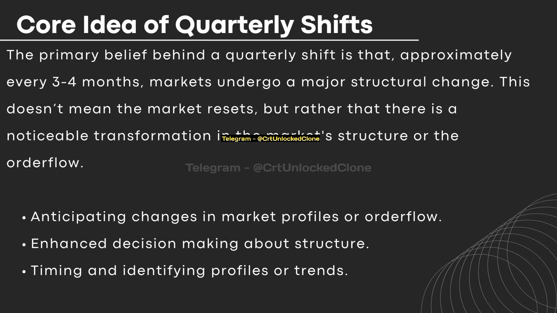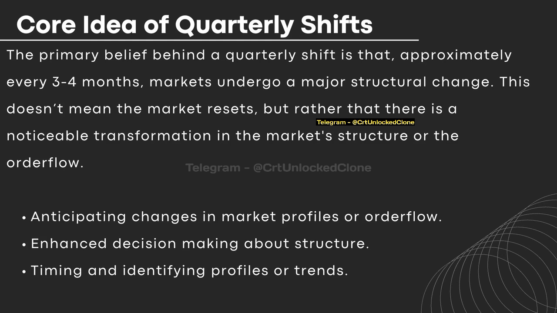So the core idea of quarterly shift is that, as I discussed before, the primary belief behind a quarterly shift is that approximately every 3 to 4 months there is a major structural change and shift in the markets, which means that the markets undergo changes every 3 to 4 months based on price action. Now, as I said before, it could happen every 3 months or every 4 months depending upon the price action, right? And you will see that in just a minute. Now, this doesn't mean that the market resets at all, but rather there is a noticeable transformation in the market profile's structure or order flow, right?